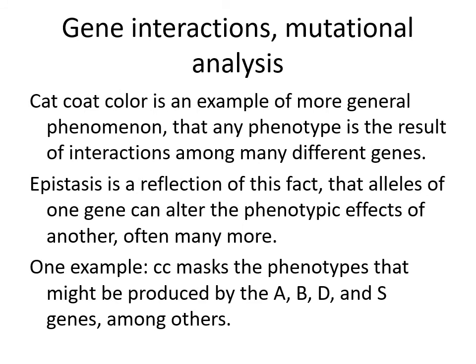Okay, so this is a little silly, but it is really a general phenomenon in that any phenotype that you can see is a result of interactions of many different genes. One clear example here is the little c, where it masks the phenotypes that will be produced by all the other genes involved in color formation and pattern formation. If you're little c, you're albino, and you can have all the big A, big B you want, you're still going to be a white cat.